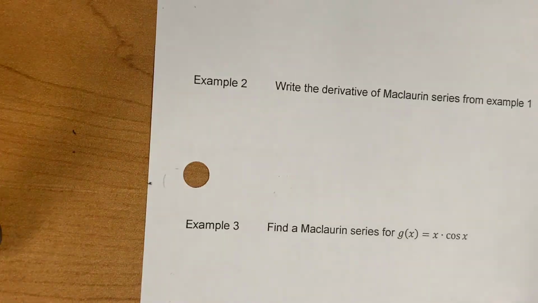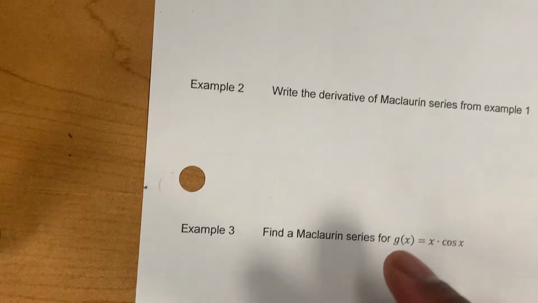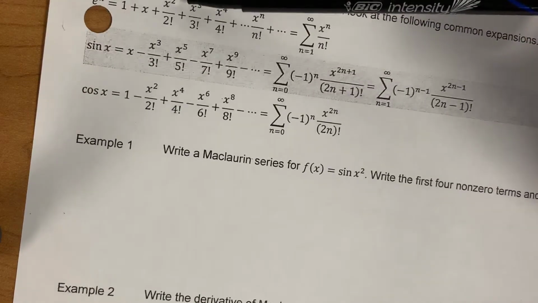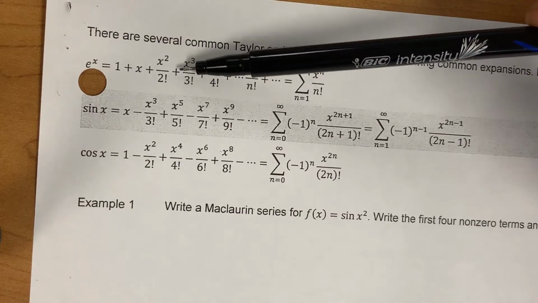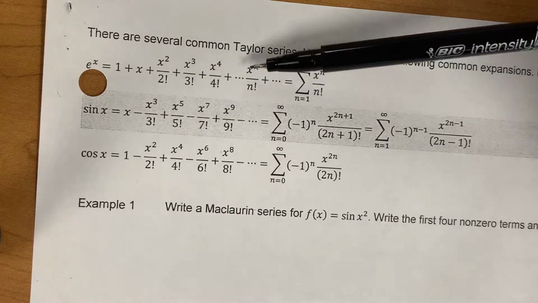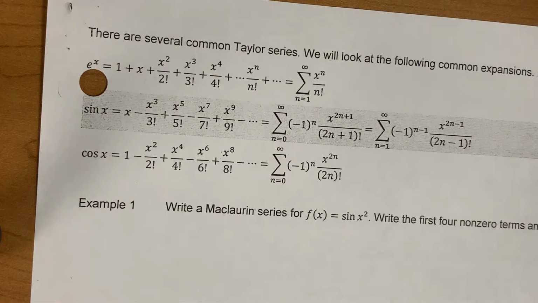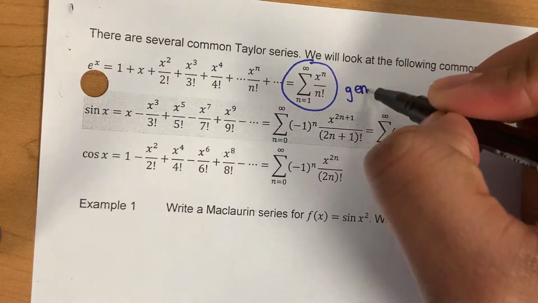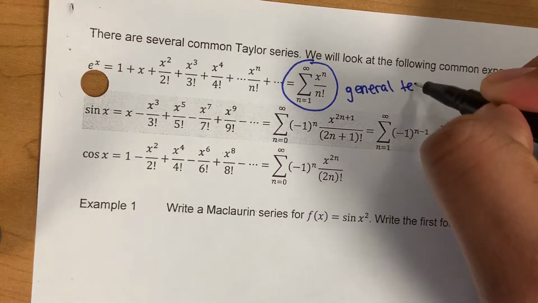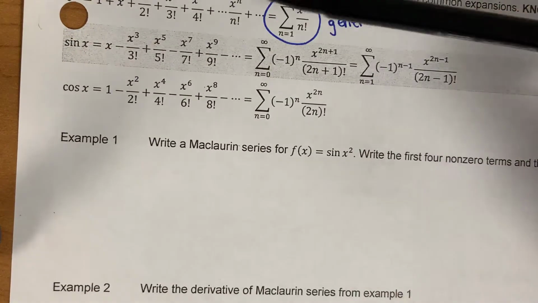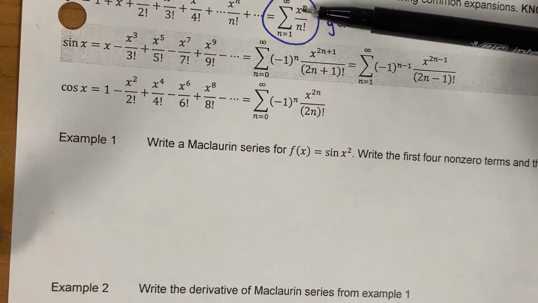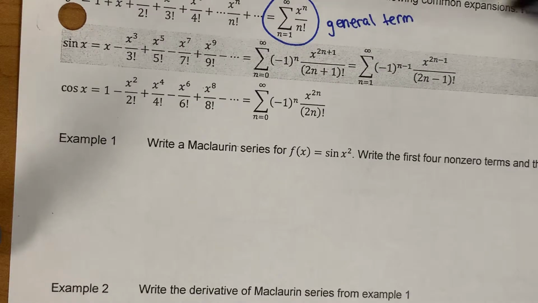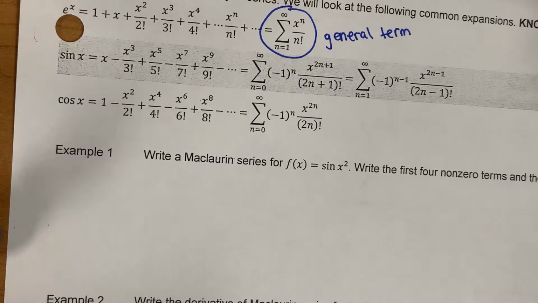We have these common expansions for common functions. So we have like e to the x. It has the expansion 1 plus x plus x squared over 2 factorial plus x cubed over 3 factorial, out to x to the n over n factorial. This term where we have this sum is called the general term. The general term always involves a sum, and most of the time it's a rational expression or some expression that tells you how to find any particular term of the series.